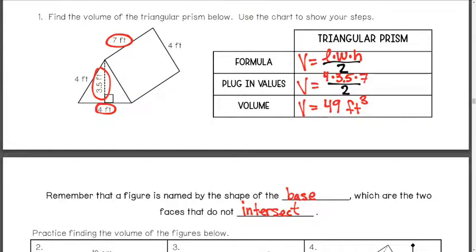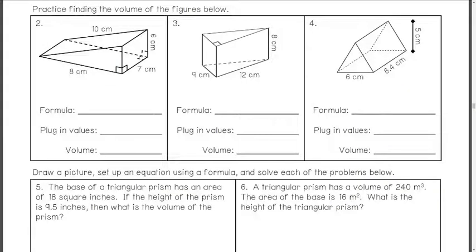Alright, so next example, we have some practice finding the volume. This very first one, again, there's more numbers here than what's needed, but those numbers will help us see some stuff. So I start out with my formula, volume equals length times width times height divided by 2.